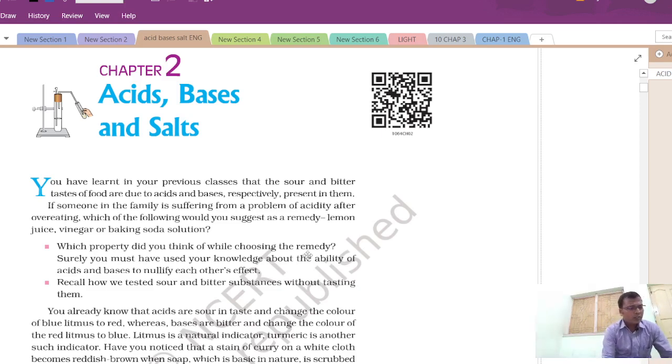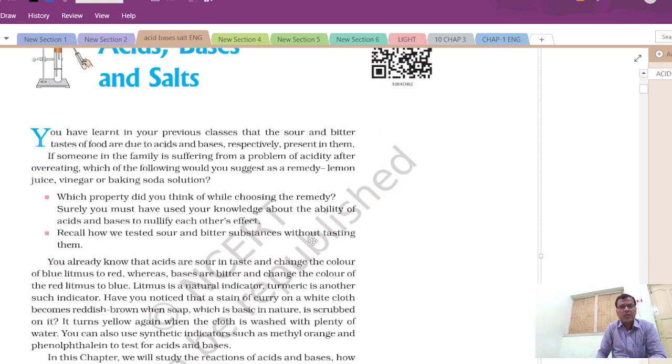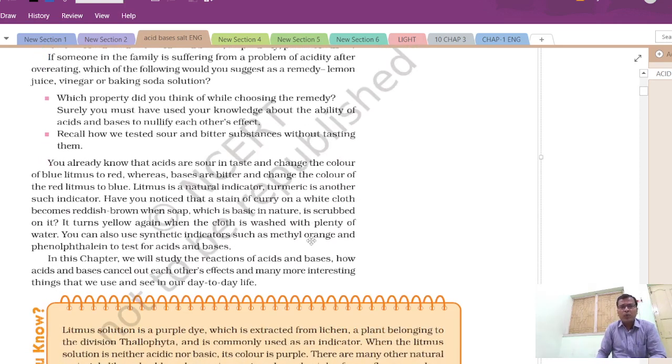Acids, bases and salts. As I have already told you, I will cover only the important topics and lines. It is not possible to study the book line by line, but I am requesting all of you to revise the chapters before your exam. I am just guiding you to the important lines, the important topics, and wherever possible the concepts. The major thing in the board exam is the concept. So please develop your concept.